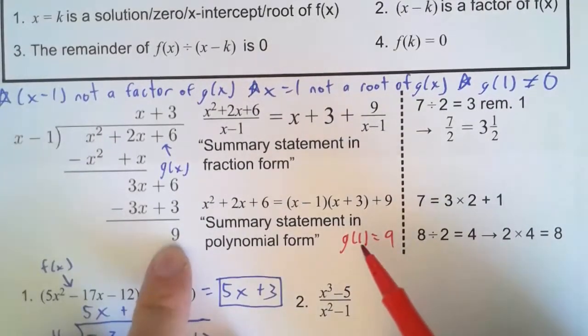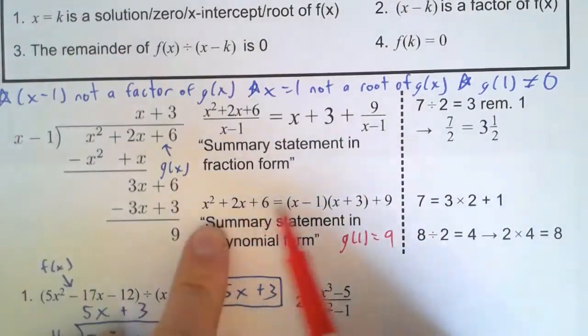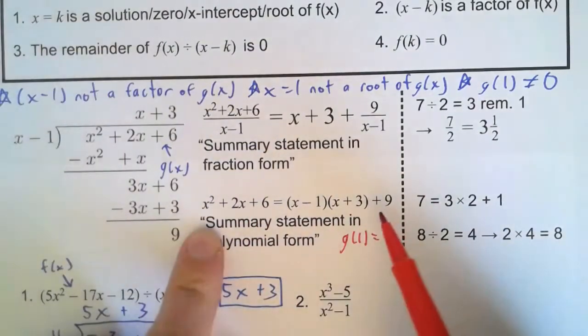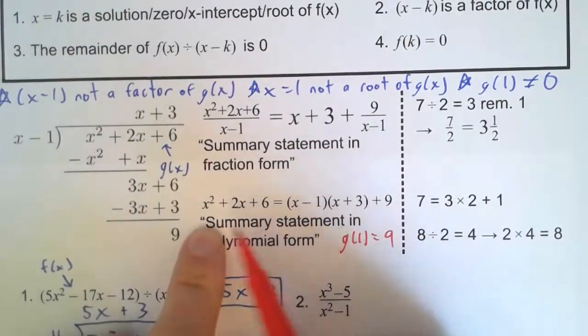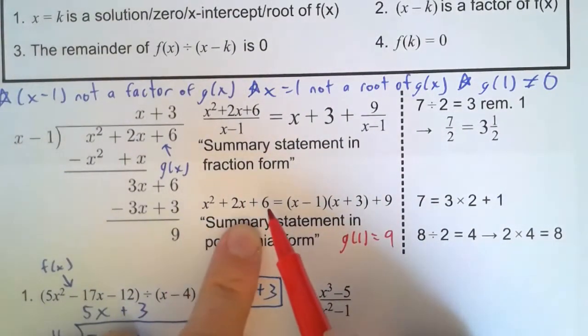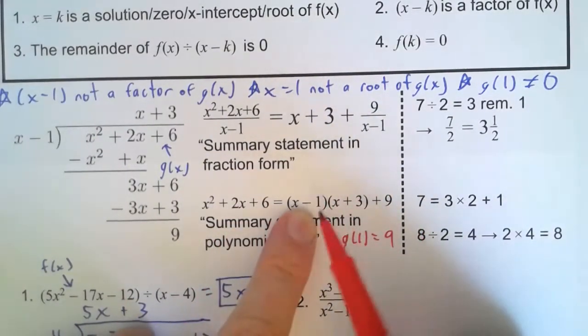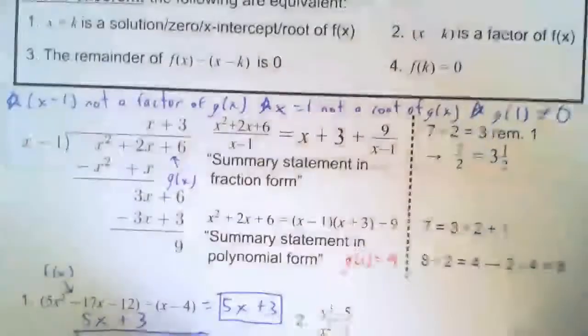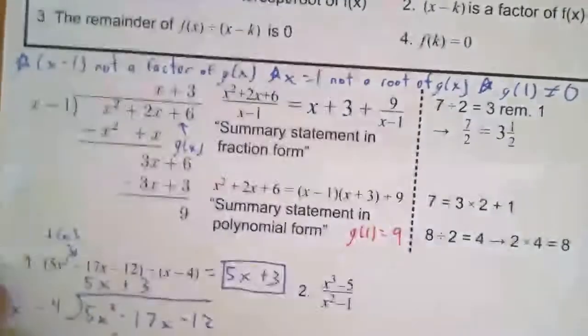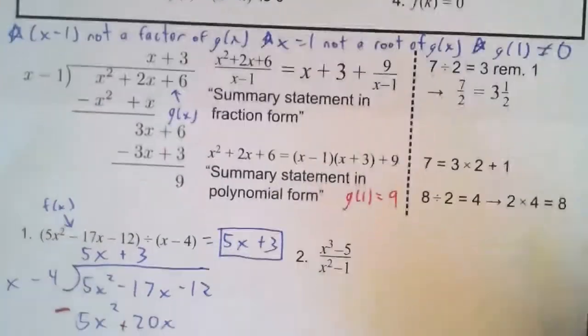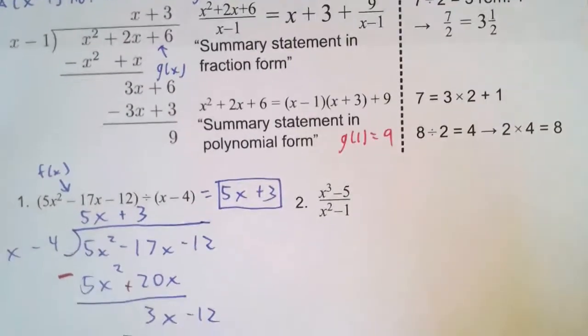This remainder here would be the function value. You could see this if you take a look at this summary statement in polynomial form here. If you plug in 1 on the left side, it should be the same thing as when you plug in 1 on the right side. Well, this part here would be 0, and so all you would have would be the remainder. All right. Normally we'd cover the remainder theorem more, but for distance learning, that's all you're going to get.